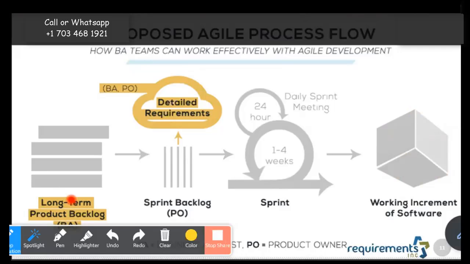Now let's go to this end. Long-term product backlog, right? So this product backlog is my wish list. What are the things I would like to do? What are the things I would like to see my system do?